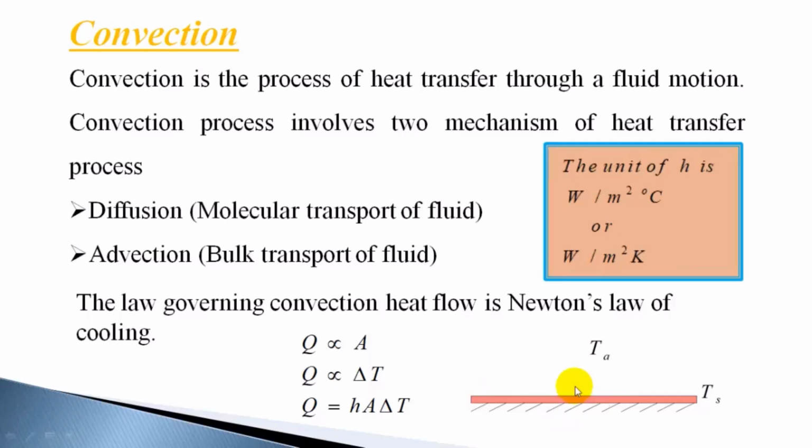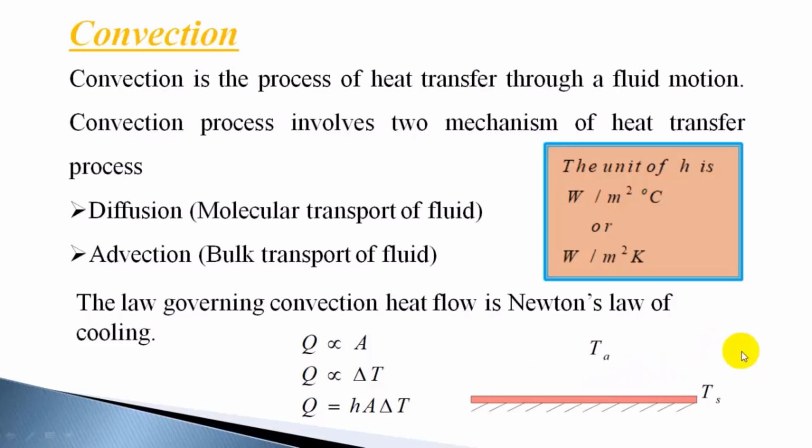Now there are two types of convection. They are natural convection and forced convection. Natural convection happens purely due to net density difference. The fluid, when it becomes hot, rises to the top and cold fluid replaces it, and this happens naturally without any external agency. Whereas in forced convection, fluid is forced over the surface, maybe using a fan or a blower, etc.